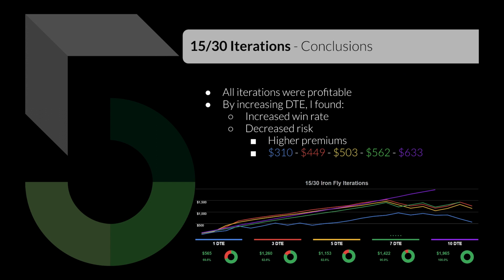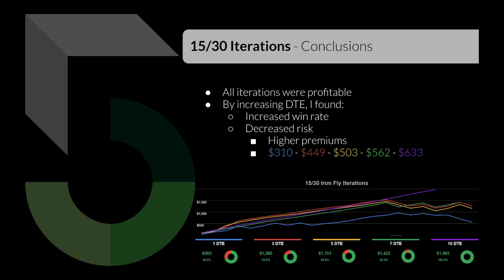That means it's $1,000 minus the premium. That's your risk. So it's going to have a $690 risk, $310 premium. The red 3 DTE had a $449 premium. The yellow 5 DTE, $503. The green 7 DTE, which again was the original strategy, $562 premium. And then finally, the purple 10 DTE had a $633 average premium for all of these trades.